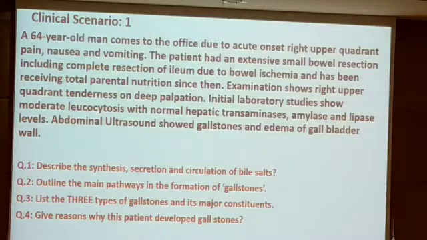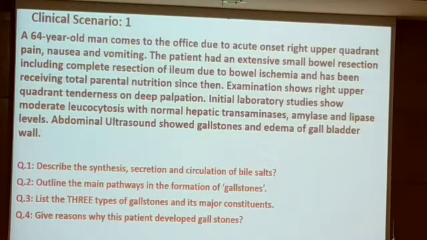We absorb about 90% of it again. And only the 600 milligrams which we daily produce are going to be excreted. So we keep on absorbing from the ileum. That is very important. Okay? Clear? So outline the main pathway in the formation of gallstones.